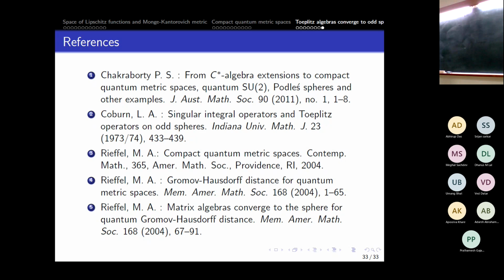In string theory, people talk about something called matrix algebras converging to the sphere, where the sphere means the two-sphere. That was actually one of the motivations of Rieffel also, and he found out what that convergence was.